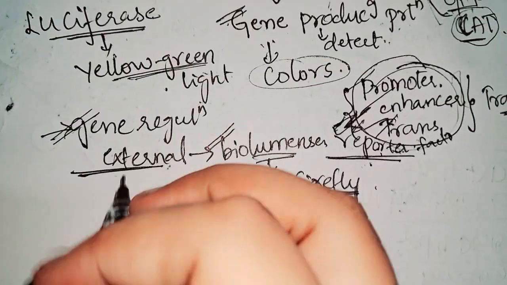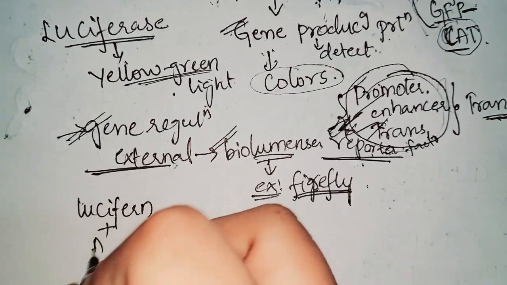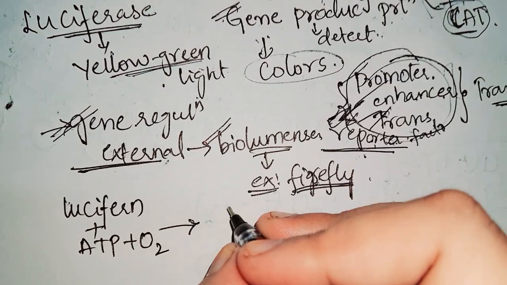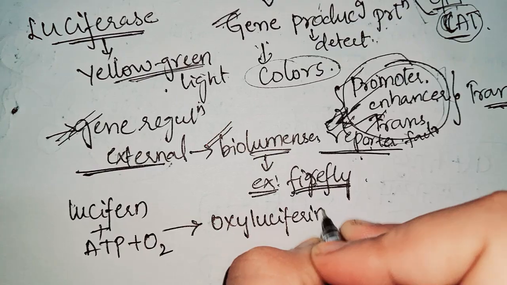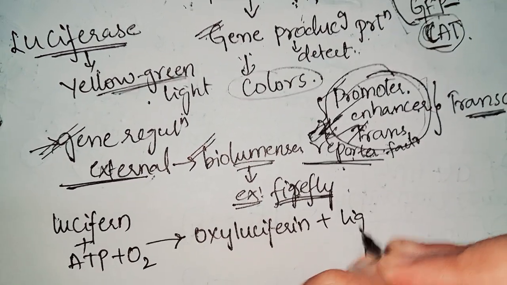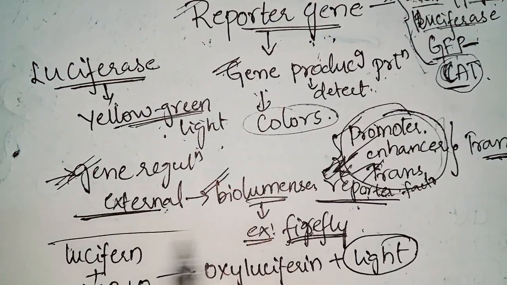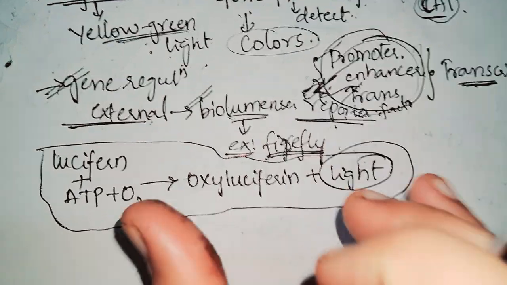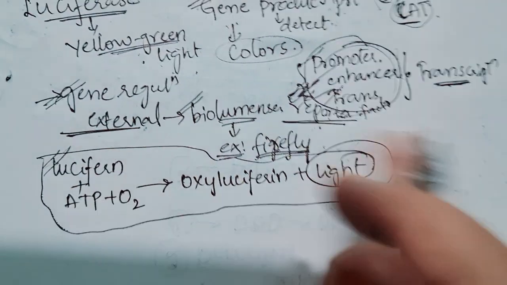The equation for this luciferase is: luciferin, in the presence of ATP and oxygen, generates oxyluciferin plus light. What light can it produce? Yellow-green light. This is the equation which I haven't mentioned in my notes. I will mention it on the side, so you can write it, this is an important equation for luciferin.